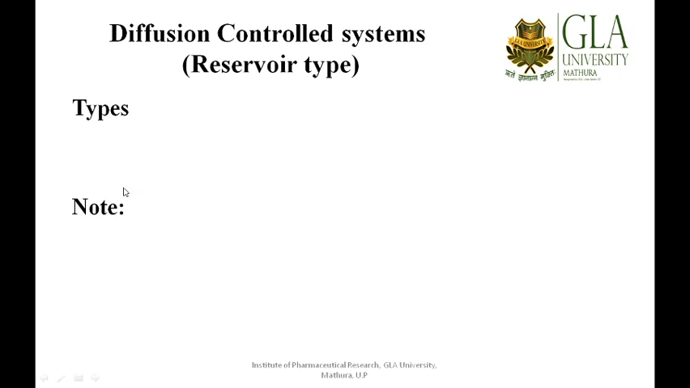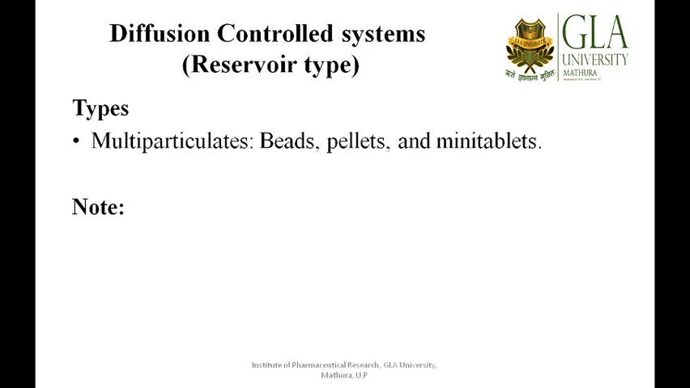So now let us discuss the types of reservoir systems. You can see over here we can classify them as multi-particulate or single unit. When we consider multi-particulate, we can formulate the system as beads, as pellets, or as mini tablets. So they will not be a single unit dosage form, rather they will be a multi-particulate system. And we can also formulate the reservoir type as a single unit dosage form, whether it be a tablet or a capsule.